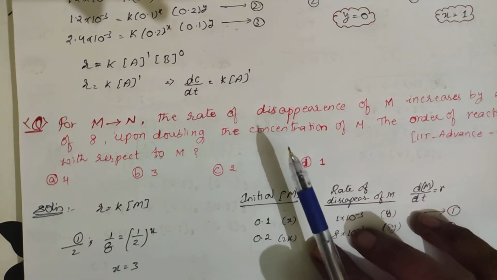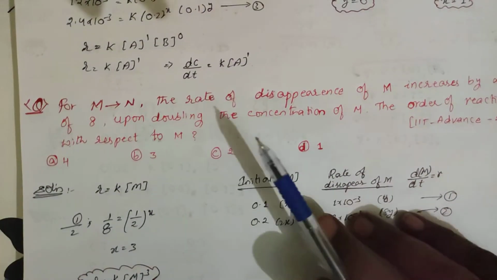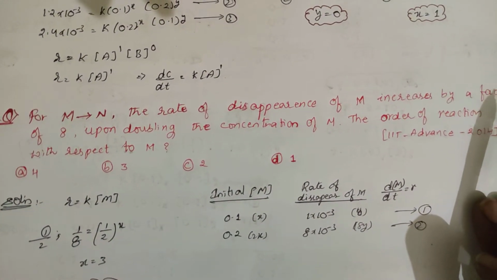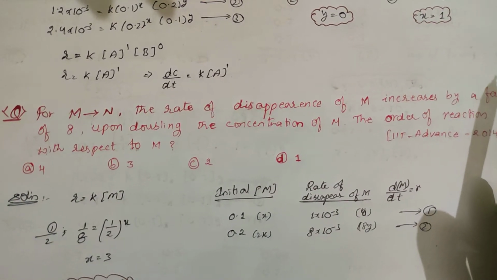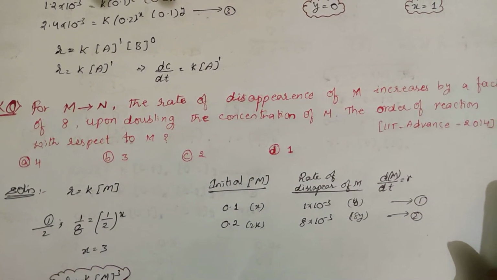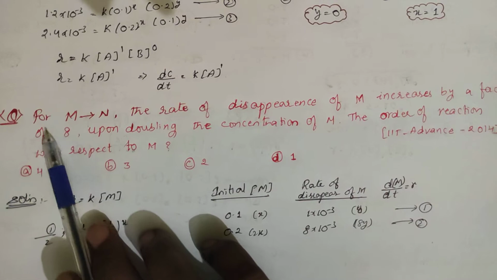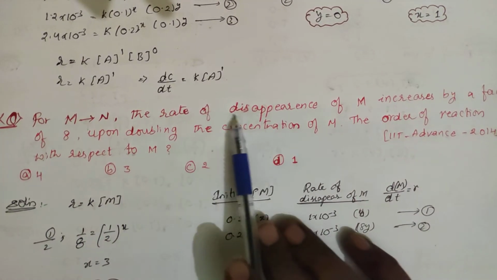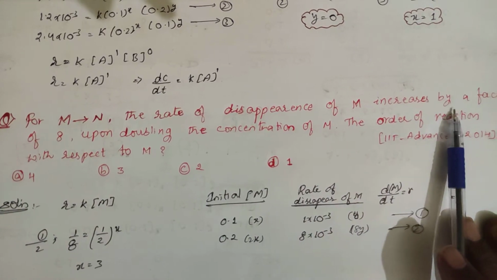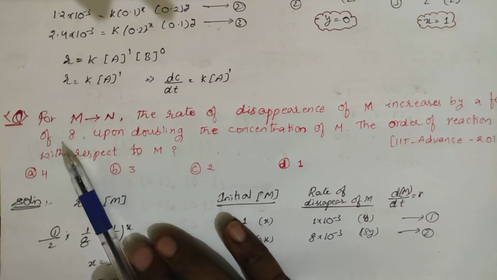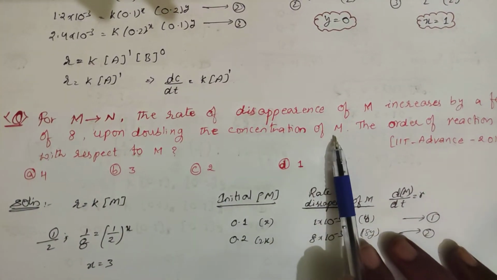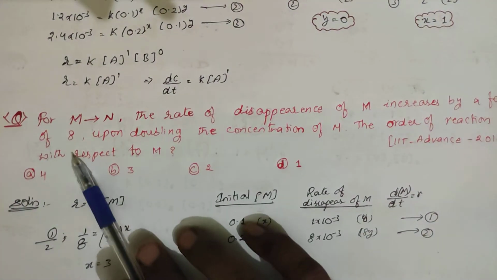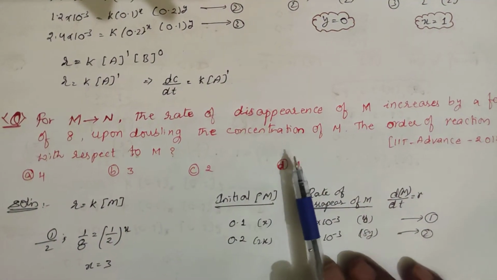And the last question for this session. From the next class, we will be starting the order of the reaction, either zero order, first order, or second order. We will be going for the integrated rate laws also. So the last question: M, reactant getting converted to product. The rate of disappearance of M increases by a factor of 8 upon doubling the concentration of M. If you double M, the rate becomes 8 times. Simple. Already you have done this type of problem.